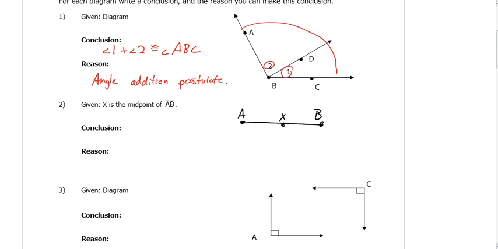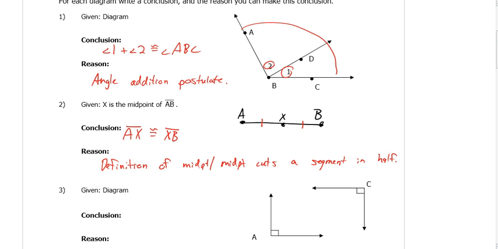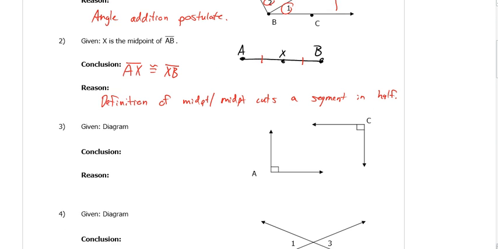Well, we know that X splits this in half. It cuts it directly in half. Therefore, we know that line segment AX is congruent to line segment XB. The reason behind that is, technically, we would call that definition of a midpoint, or you could say something like midpoint cuts a segment in half, something along those lines.